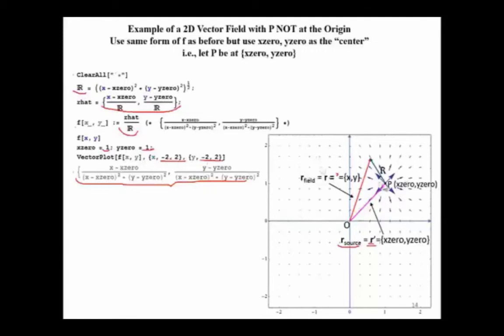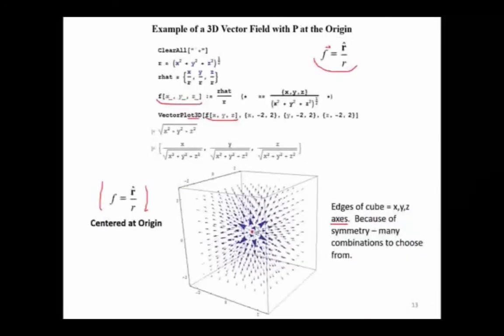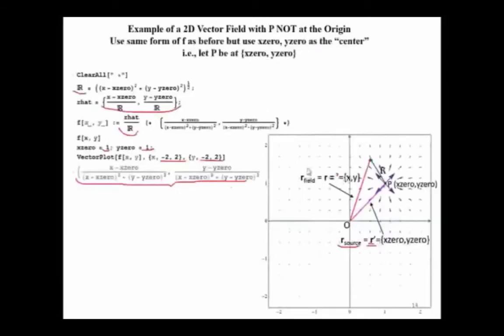So the vectors, because this is like a 1 over r, have big values near the point P, and then they fall off as you go farther and farther away, which is exactly like what we saw for the three-dimensional case. But now we have a two-dimensional case and an origin of field which is at a point different than 0.